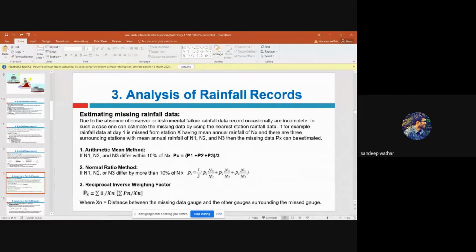So next is the normal ratio method. In this method, I'll first explain what normal rainfall is. Normal rainfall is basically the average of rainfall taken over 30 years. For example, let's assume the September month itself. For September, for the last 30 years, whatever rainfall has happened in September, we'll take that average.